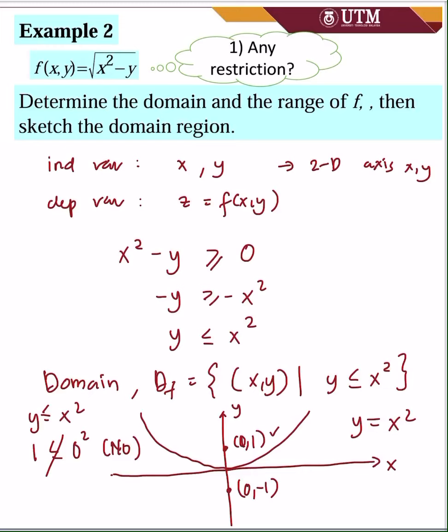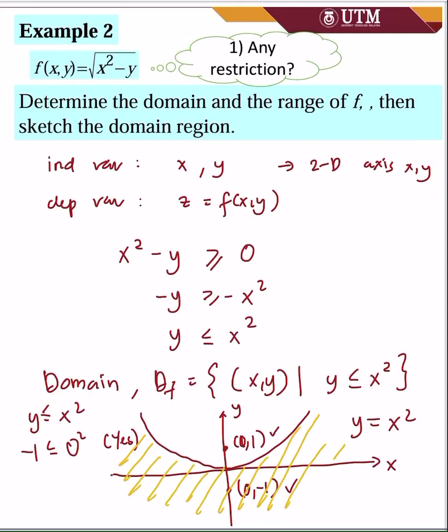How about the second test point here? The second test point is y = -1. Is it less than or equal to 0 squared? Yes, so it's fulfilled. So we can say the region for this function is at the bottom here. It can be any point down here. That is the region for y less than or equal to x squared, for this domain.